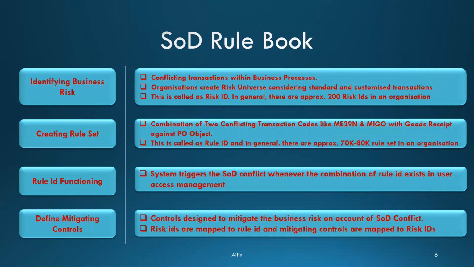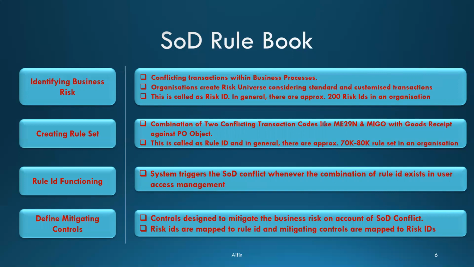We need to understand the various types of activity which happen and which could result in a SOD conflict. For any standard, big-size organization, it depends upon 150 to 200 risk IDs that are really there. For example, making a false payment is a risk ID. For example, making a false procurement is a risk ID.